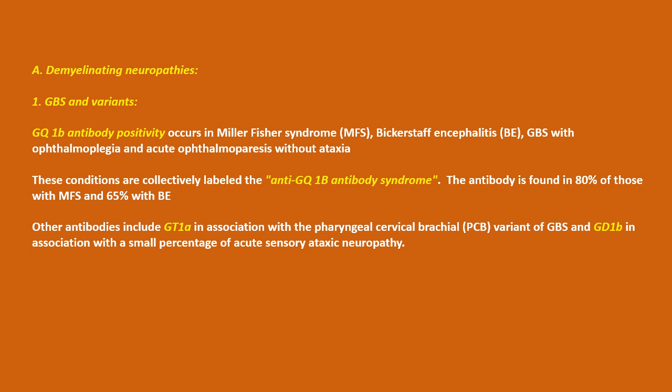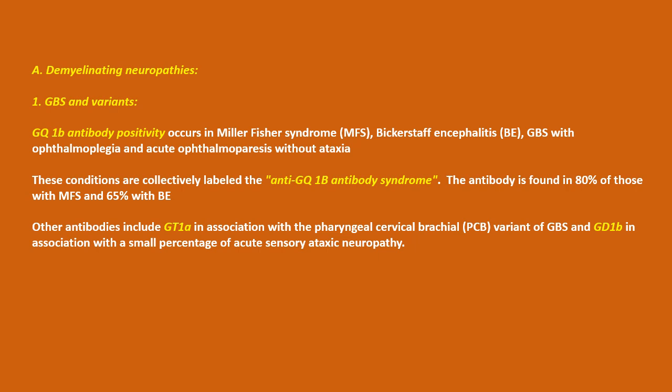Demyelinating neuropathies, GBS and its variants. GQ1B antibody positivity occurs in the Miller-Fisher syndrome, Bickerstaff encephalitis, GBS with ophthalmoplegia, and acute ophthalmoparesis without ataxia. These conditions are collectively labeled the anti-GQ1B antibody syndrome. The antibody is found in 80% of those with Miller-Fisher syndrome and 65% with Bickerstaff encephalitis.